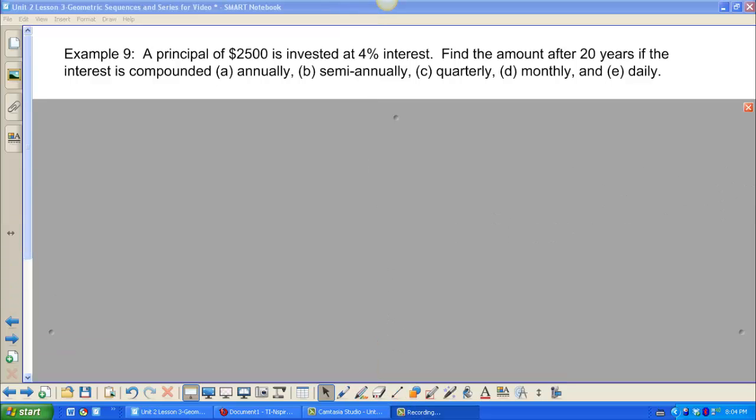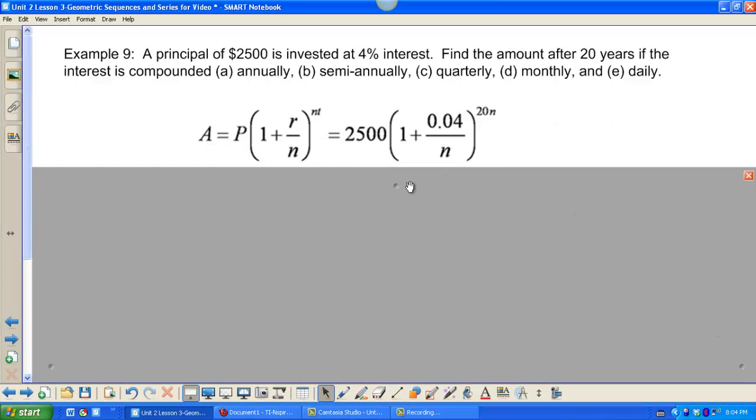And welcome to our last example, example 9, where this should be a flashback. I know, math, it's all related to exponential functions. So if we have the principal of $2,500 invested at 4% interest, we're going to find the amount after 20 years if the interest is compounded annually, semi-annually, quarterly, monthly, and daily. This should also ring a bell from personal finance. But what you might not think about is this is of the form of a geometric sequence. Your principal represents your first term. 1 plus r over n represents your common ratio. So this is just another application of something that you already know.